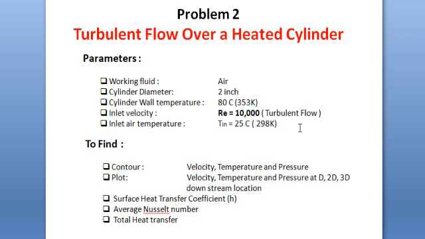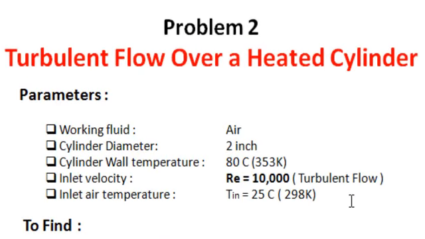As you can see, the parameters: the working fluid right now is air. Our cylinder diameter is 2 inch. Cylinder wall temperature is 80 degrees C. Inlet velocity will be based on our Reynolds number. Right now the Reynolds number is 10,000, and inlet air temperature is 20 degrees C or 298 Kelvin.